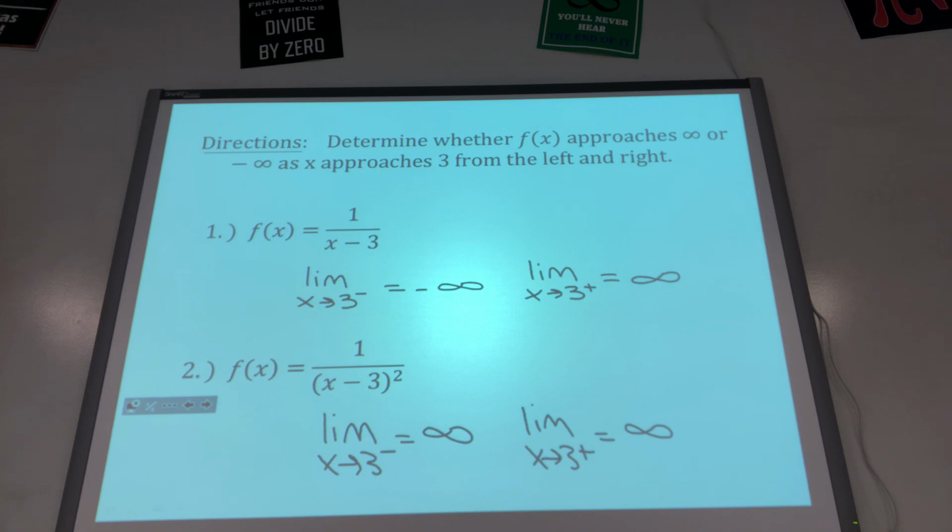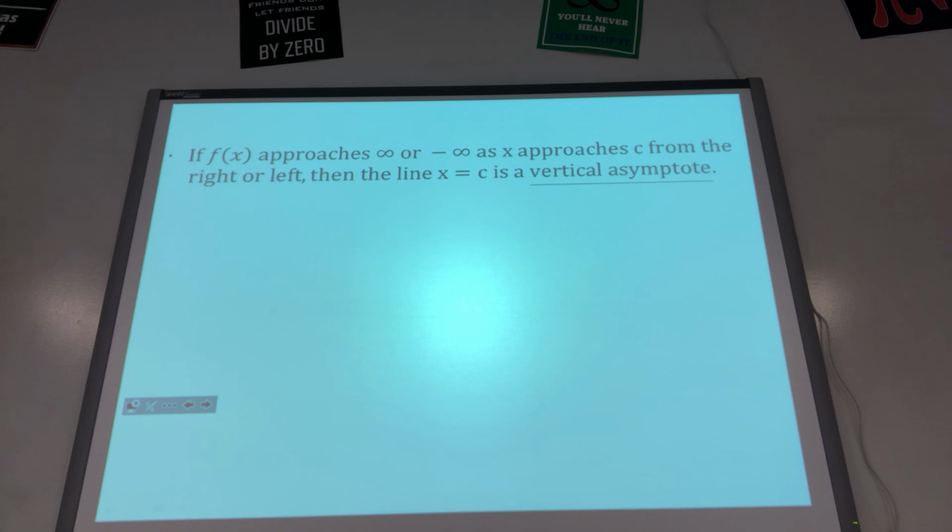Now, the functions that we've seen today have all had vertical asymptotes. That's what makes the graph shoot up or shoot down. So we're going to talk in a little bit more detail today about vertical asymptotes. And really, this should be review from pre-calc because we did a little bit of this last year.